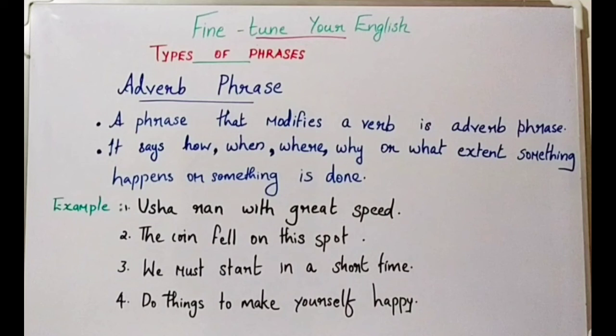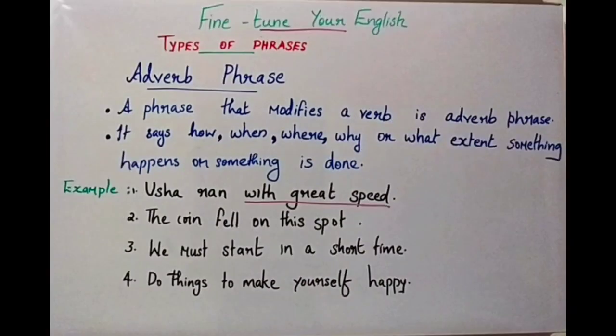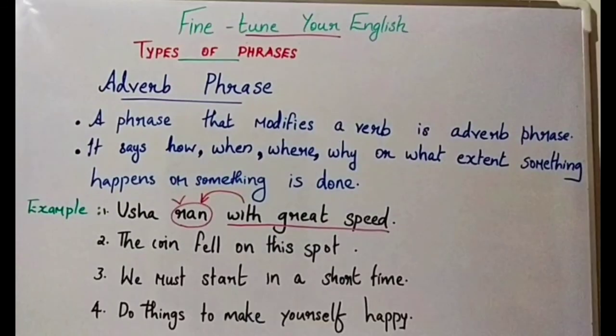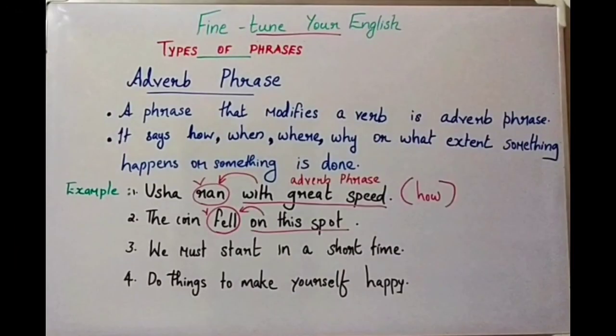Let's see the examples. The first example is Usha ran with great speed. Here, with great speed is the adverb phrase, and it says something more about the verb ran. It is also giving the answer to the question, how did Usha run? Usha ran with great speed. Here we are getting the answer to the question, how did Usha run? And that answer is the adverb phrase.